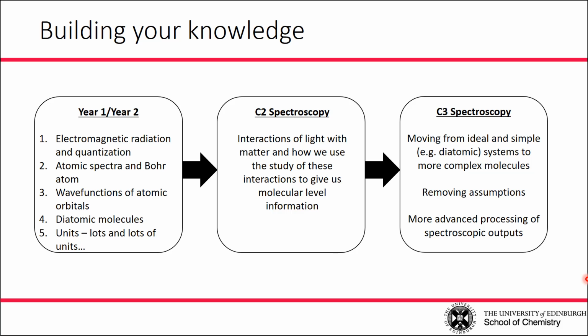Once we've finished Chemistry 2 Spectroscopy, you'll be ready to take on Chemistry 3 Spectroscopy next year. This course will build on what we cover in Chemistry 2 and move the discussion on to more complex systems by removing some of the assumptions we make or looking at more complex molecules, as well as more advanced processing of spectroscopic outputs, really squeezing the data that is generated for lots of molecular level information. That's what makes spectroscopy so powerful and interesting.